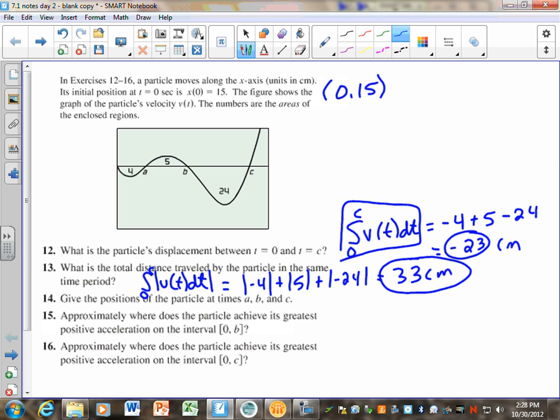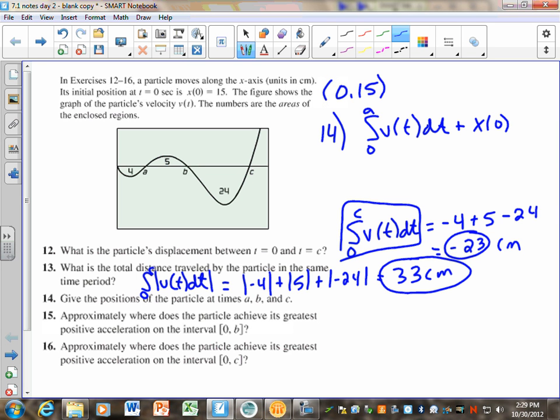Number 14 says, give the particle's position at times a, b, and c. Again, this is like the ending position, which means we're going to have to use that initial value. I'm going to come up here and write number 14 here. So for a, what will be the integral that I would write to show what I'm finding, from 0 to a, right? I'm kind of telling you the answer already. The integral from 0 to a of that function is going to be what's happening from 0 to a plus that initial position, so plus x of 0.